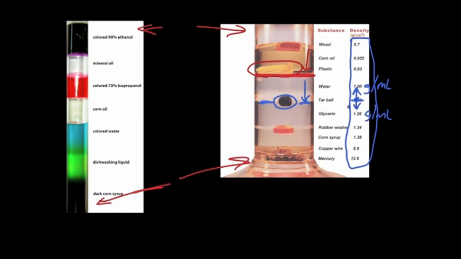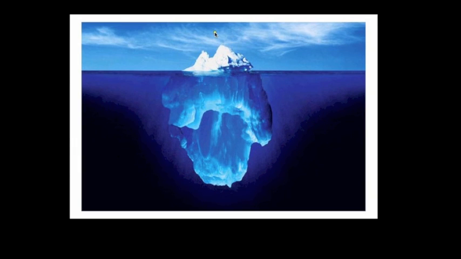So you can gain a lot of information from these density columns based on the position of the liquids or the objects in them. Here you'll see an iceberg, and based on the position of this iceberg, it is floating. So you know that this iceberg, based on its density, is less dense than the liquid or the ocean water that it's in. So the reason this iceberg floats is because it's less dense than the ocean water.